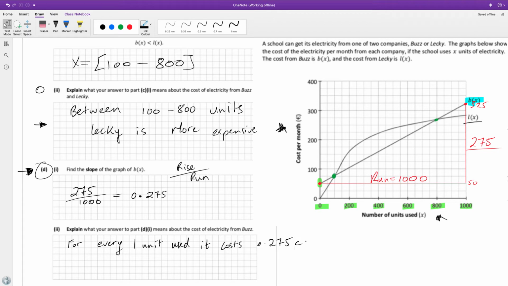Because for what we said, for 1,000 units used, it costs us 325. But we know it starts at 50. So the slope means for every 1 unit we go over, it costs us 0.275. It doesn't even cost us 1 cent. It costs us 0.275 of a cent. Is that it? Right. Let's look at another question.